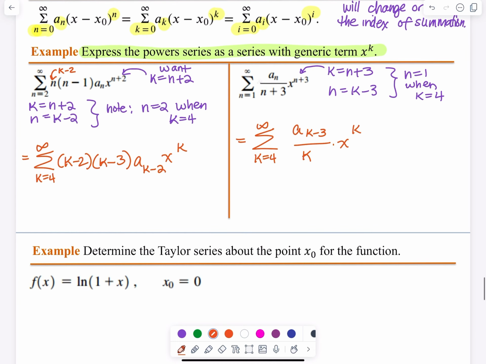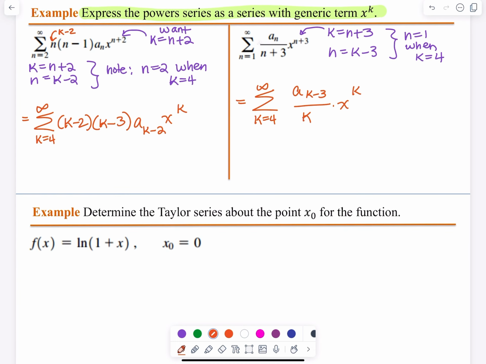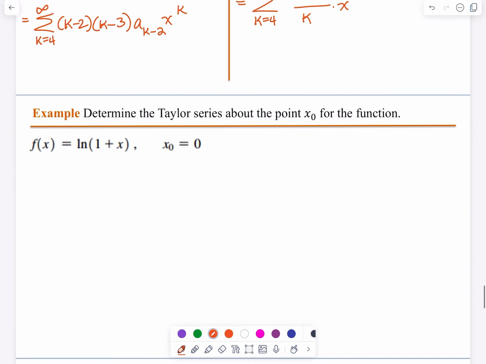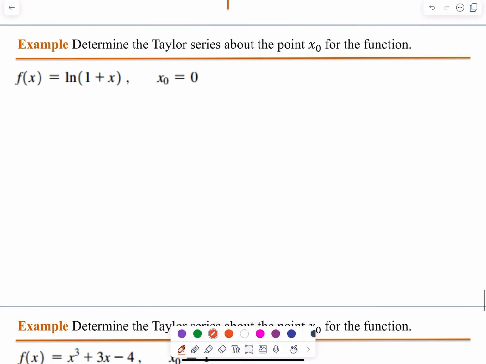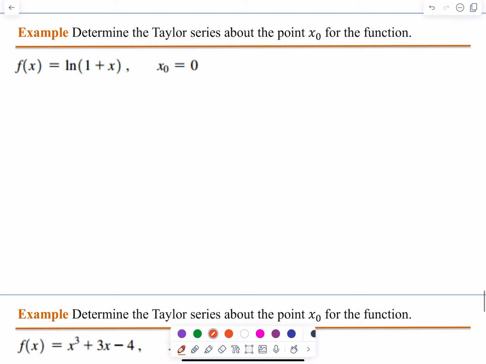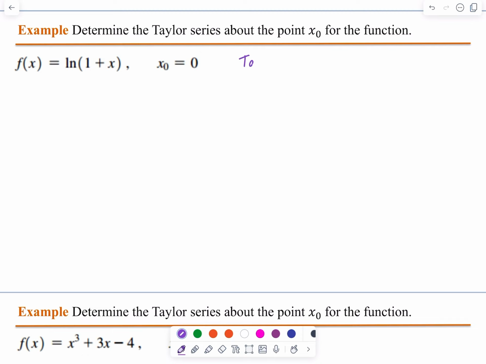Okay, now let's come up with some Taylor series. Determine the Taylor series about the point x naught for the function. So we were given that x naught was equal to 0, and our function is the natural log of 1 plus x. So let's remind ourselves, for the Taylor series, what we're looking for is the sum from n equals 0 to infinity of the nth derivative evaluated at x naught divided by n factorial multiplied by x minus x naught to the nth power.